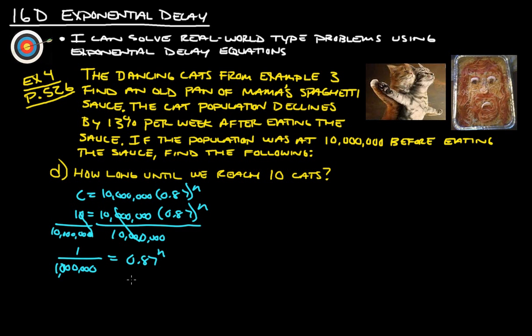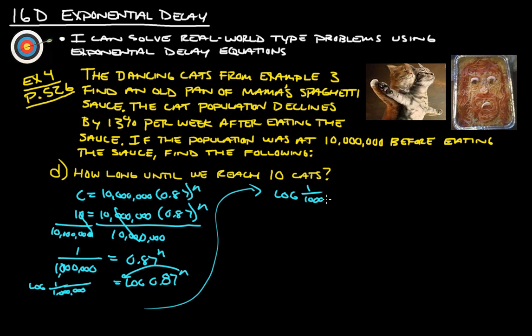So this is where you're just going to want to log both sides, right? So log of 0.87 to the n equals log of 1/millionth. That n comes out front. So we have log of 1 over a million equals n log of 0.87. So divide both sides by log of 0.87. And then we're in business.